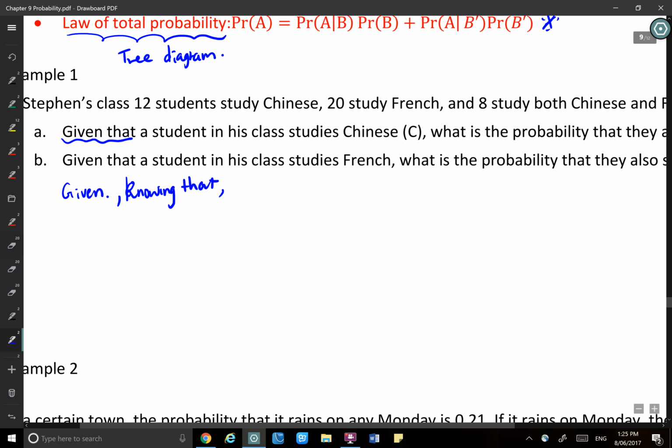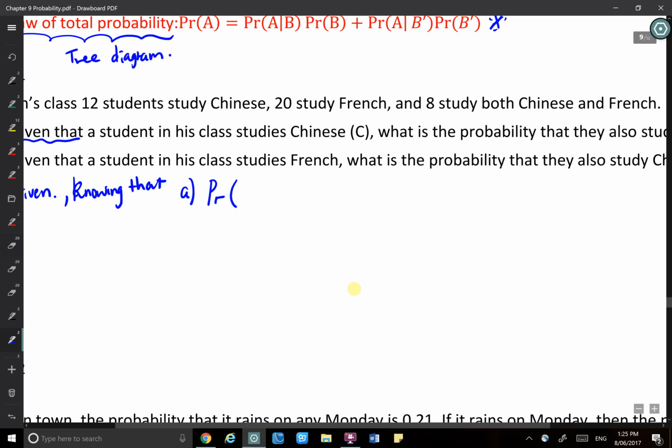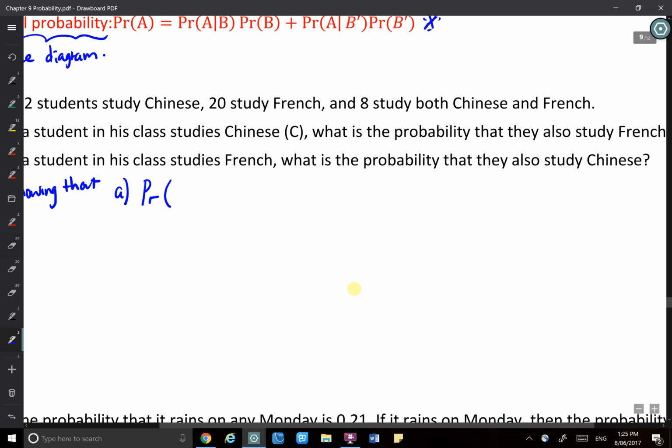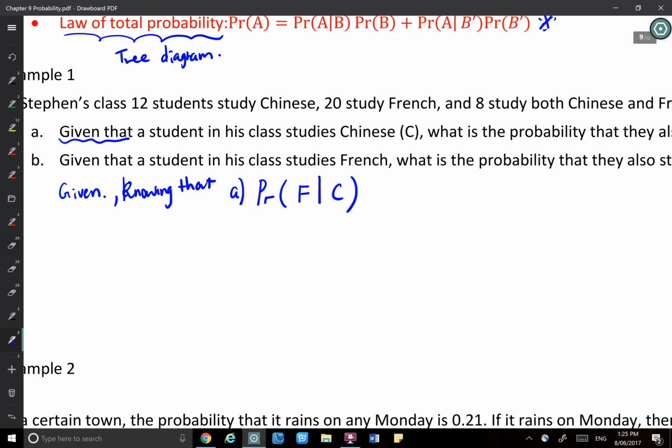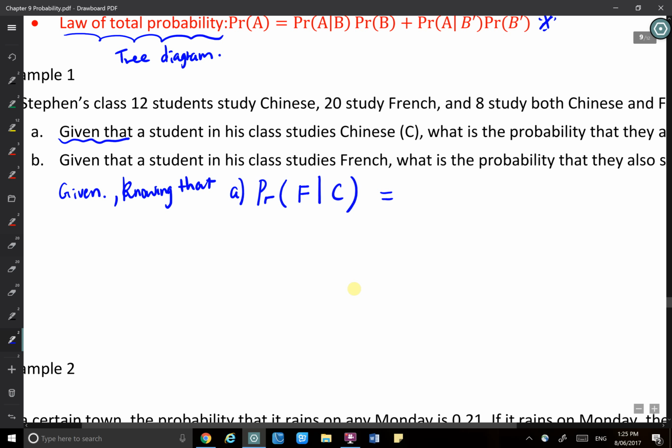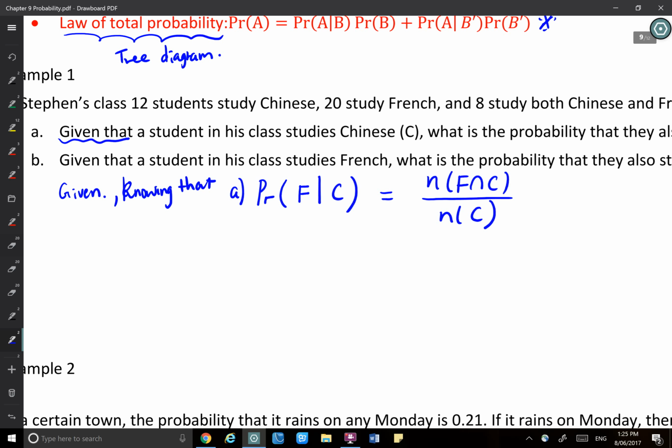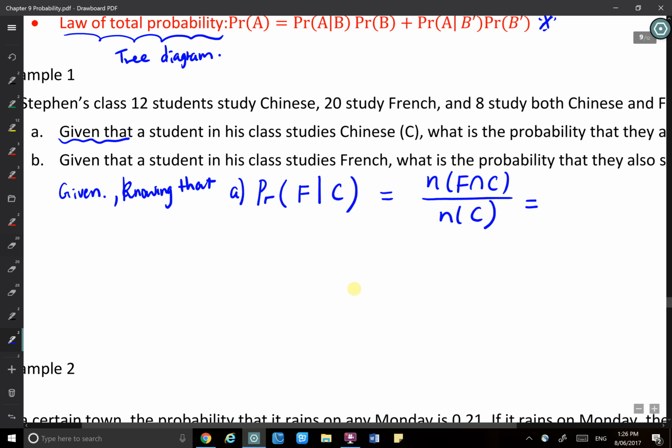So given that a student in his class studied Chinese, studying Chinese is something that already happened. I want to find a probability. What is the probability that they also study French? So French is the thing you want to find, given that this student studied Chinese already. So that is F given C, part A. That is the number of F intersect C over the number of C. The number of intersections will be 8, and the number of students studying Chinese will be 12. So 2/3.